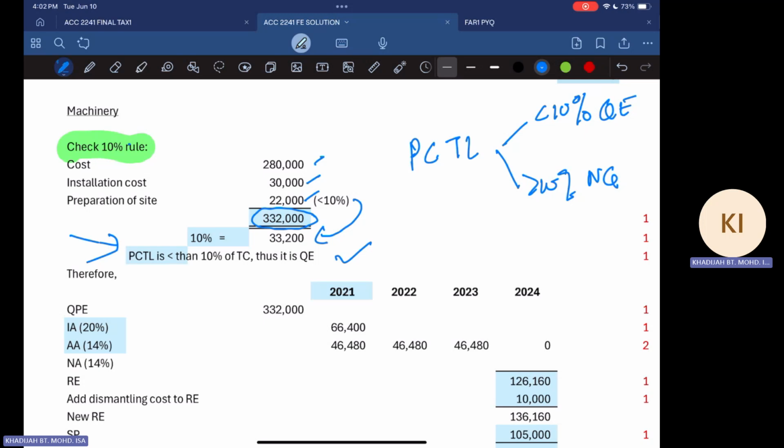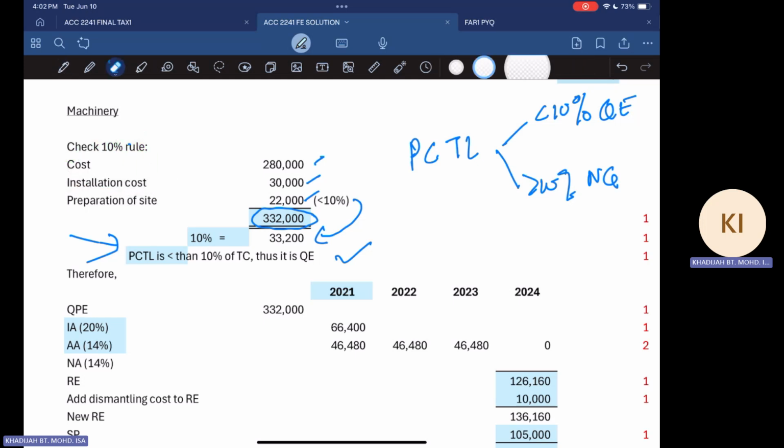However, if your PCTL is more than 10%, then this one may not be qualifying, right? So you only take the cost of the installation only, right? If it's non-qualifying, then you only take the cost and installation as your qualifying expenditure. Is that clear? So now we delete, later it will confuse.